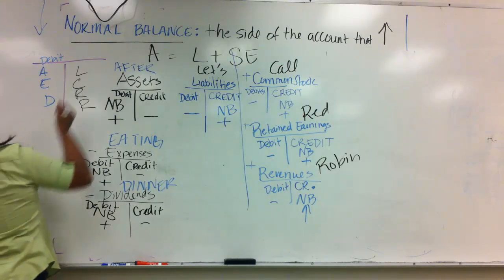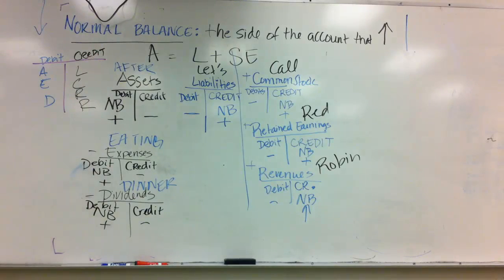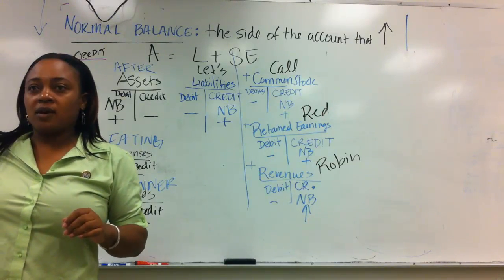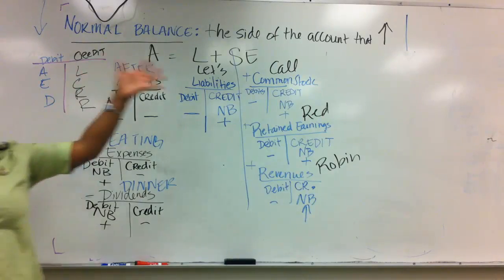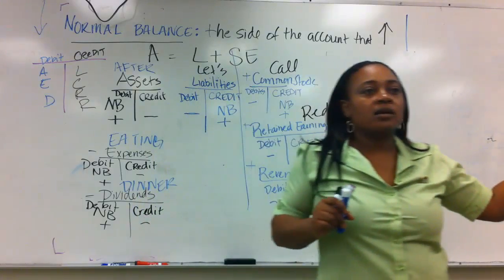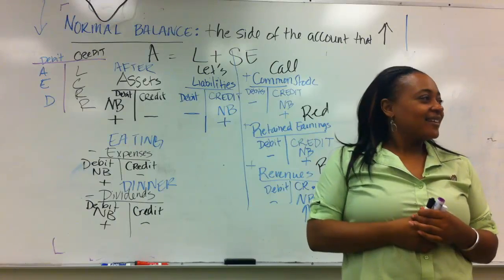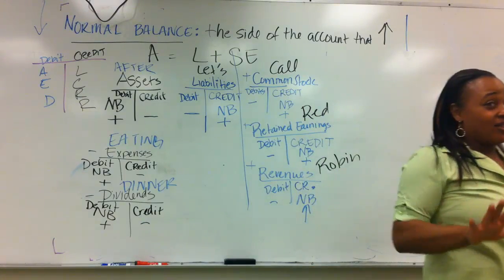And this would be your credit side for normal balances. So assets, expenses, dividends, normal balance is debit. And the LCRR, liabilities, common stock, retained earnings, revenues, normal balance would be credit. Everybody got it? Well, that's half the battle. Okay, any questions on that?